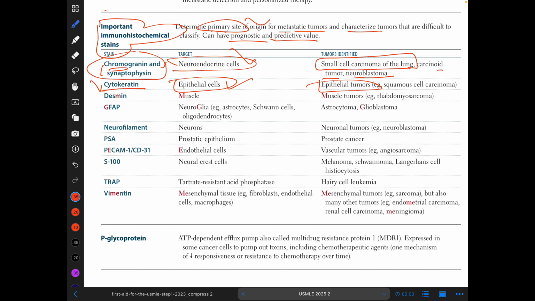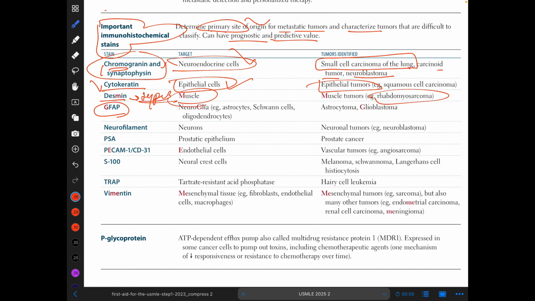Next is Desmin. What is Desmin? Desmin is a muscle-specific type 3 intermediate filament protein that is present in muscle. So any muscle-related tumors, like rhabdomyosarcoma, will be detected by Desmin.